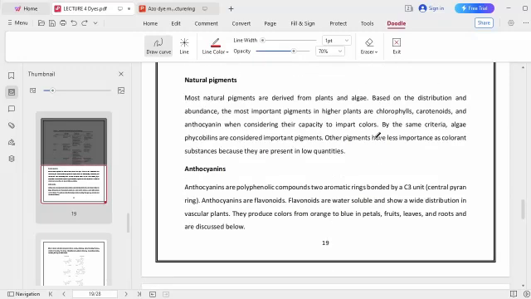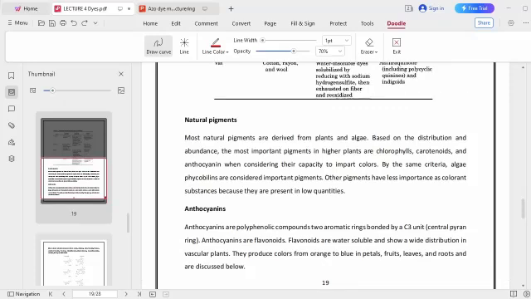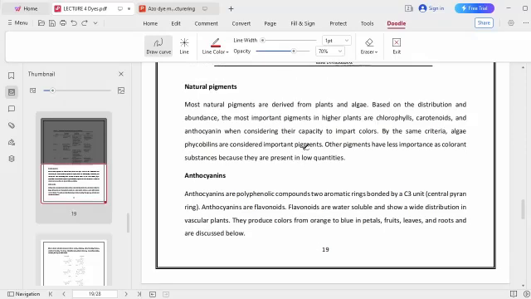Then we also have the pigments. We have talked about dyes, but we now talk about pigments. And just to recall, we said the key difference between dyes and pigments is that the dyes are soluble in water, whereas the pigments are non-soluble.